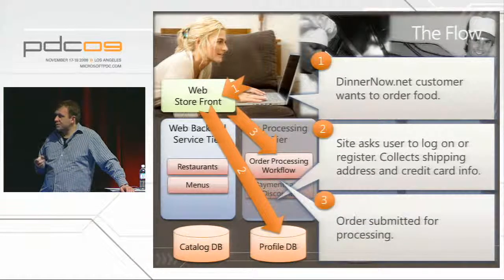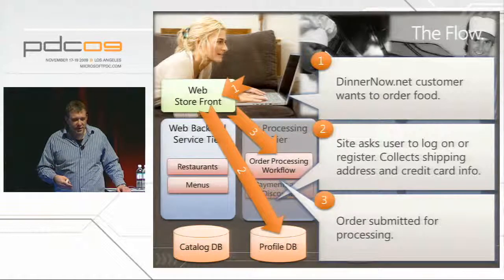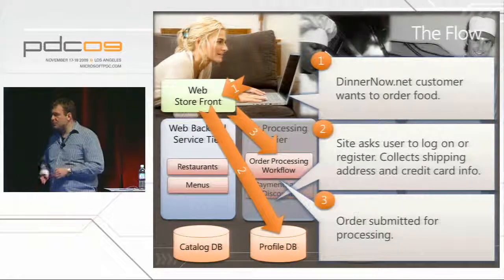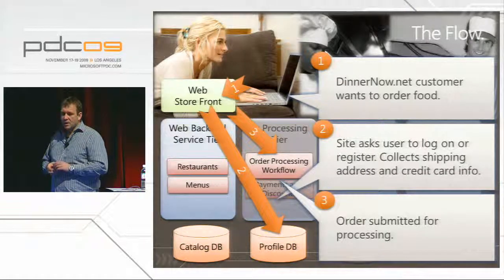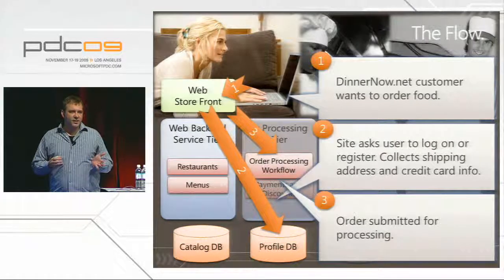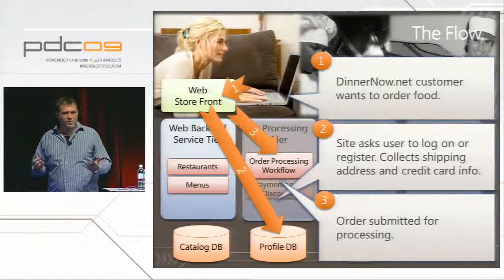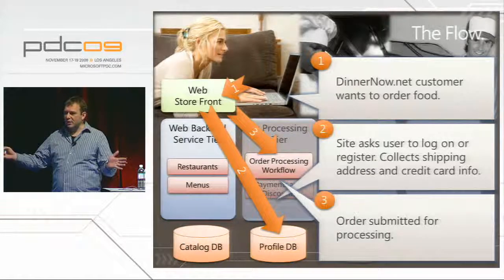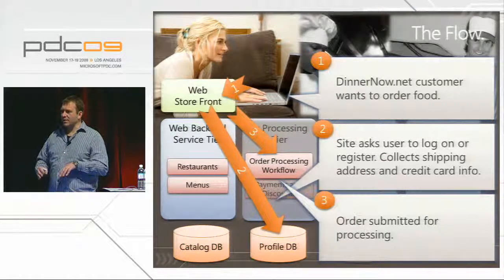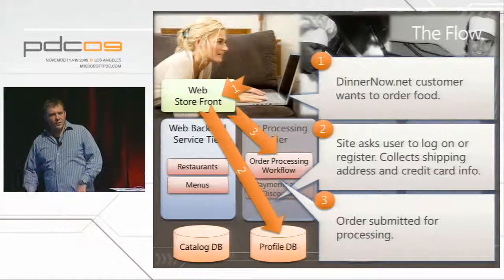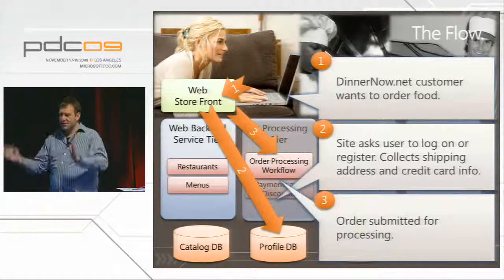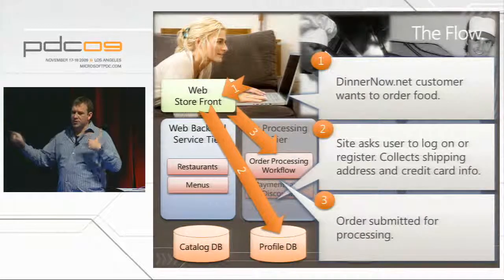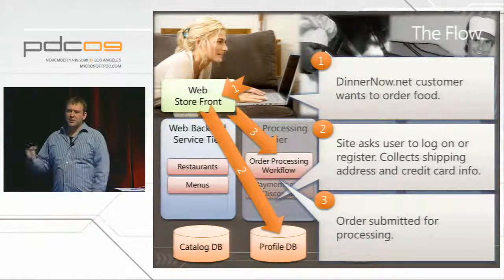Once the profile has been created and looked up and the user has been validated, we submit the order for processing. When we think about order processing in a company that deals with all the restaurants, ideally everything is electronic. So you have a restaurant, and this is the premise of Dinner Now. The restaurant has a computer, and the computer runs the app, and everything flows electronically.